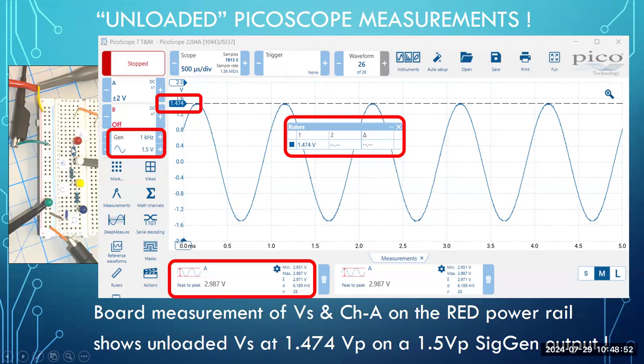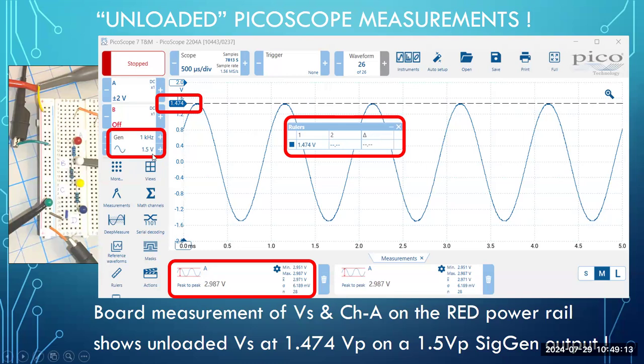Okay, so the orange jumper is removed. There is no connection of these 3 resistors to the power rail except through the bottom, but we need both top and bottom connected in order for electricity to flow. So this circuit is an unloaded PicoScope measurement. So while it is unloaded, take a look at my signal out.